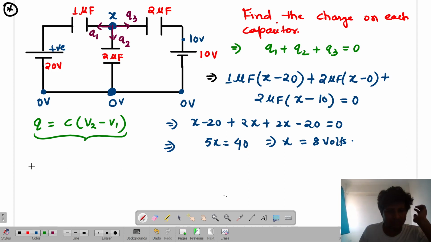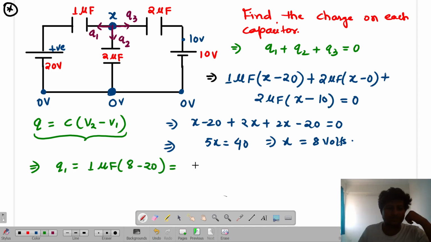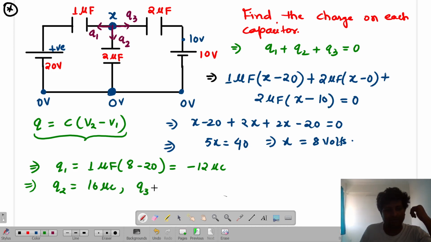That's simple now. Find the charge on each capacitor. 1 microfarad into (8 minus 20), isn't it? So how much is this? Minus 12 microcoulombs. Are you able to get me? Second is Q2, 2 into X. So X is 8, 2 times 8 is 16 microcoulombs. Q3 is 2 into (8 minus 10), so minus 4 microcoulombs. Are you able to get me or not?